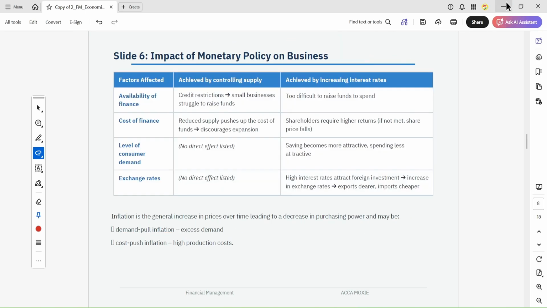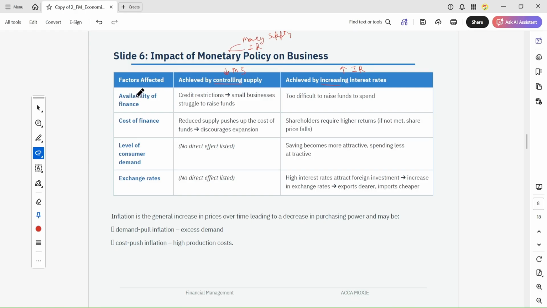Let's understand the impact of monetary policy on business. Monetary policy involves the money supply and the interest rate. These are the factors that are affected if you change the money supply or the interest rate. Let's say, for example, you are controlling the money supply. Controlling means reducing the money supply, and this is increasing the interest rate.